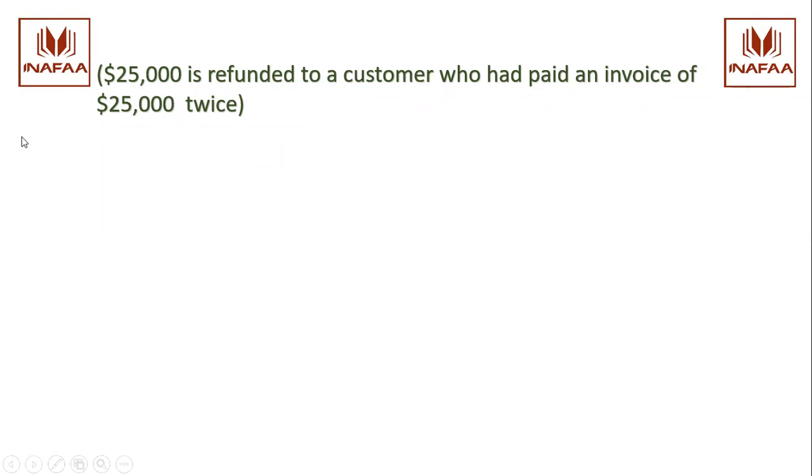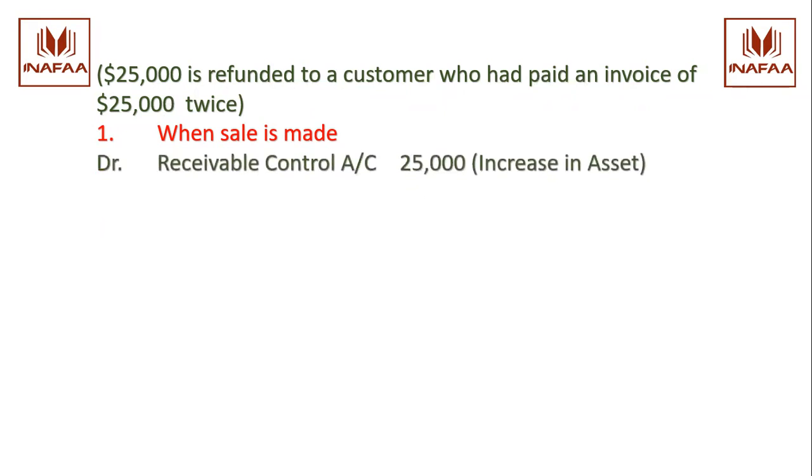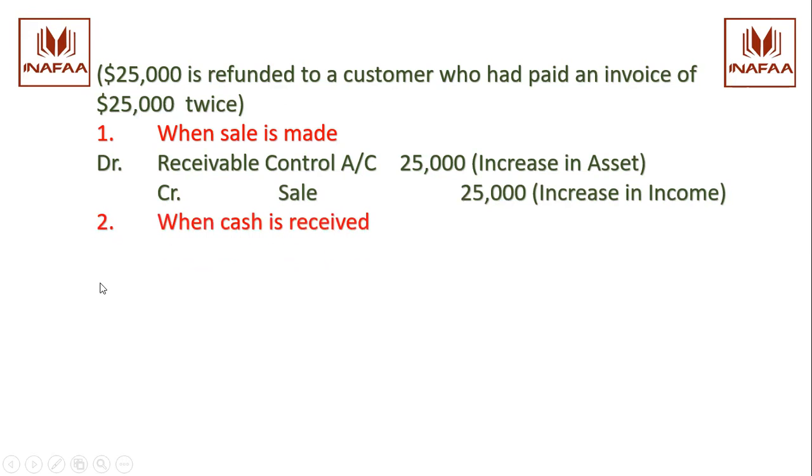So let's go step by step. What would happen when the sale is made? If the sale is for $25,000, we shall record debit receivable control account $25,000 as an increase in asset and credit sales $25,000 as increase in income. So this is when we made the sale. Now, the customer has paid us twice, which means he has paid us $50,000. So when the cash is received, we will debit cash by $50,000 because cash is received with the amount of $50,000.